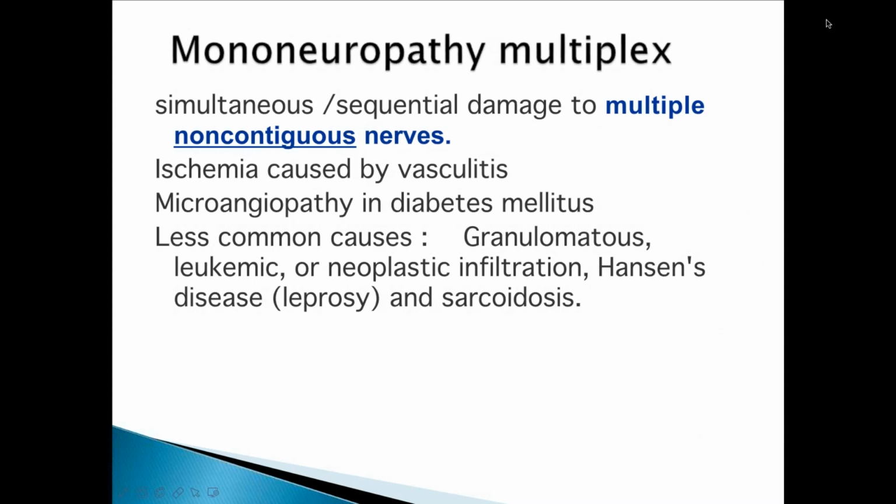Next is mononeuropathy multiplex. As I told earlier, it is simultaneous or sequential, either of the two, damage to multiple non-contiguous nerves. The pattern becomes very clear. So make a small skeleton and draw out the pattern, which nerve was involved from when to when. That small skeleton which you draw, I'll just show you how you do it. Make a small skeleton.